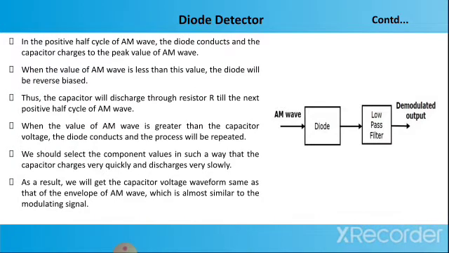In the positive half cycle of the AM wave, the diode conducts and the capacitor charges to the peak value of the AM wave. When the value of the AM wave is less than this value, the diode will be reverse biased. Thus, the capacitor will discharge through resistor R till the next positive half cycle of the AM wave. When the value of the AM wave is greater than the capacitor voltage, the diode conducts and the process is repeated. We should select the component values in such a way that the capacitor charges very quickly and discharges very slowly. As a result, we get a capacitor voltage waveform like the envelope of the AM wave, which is almost similar to the modulating signal.